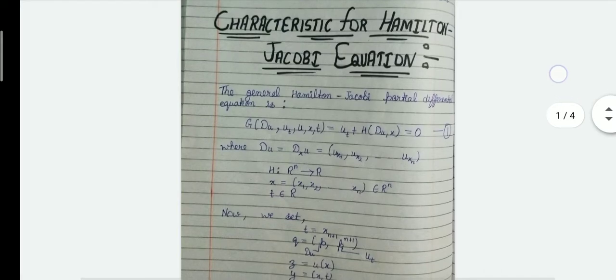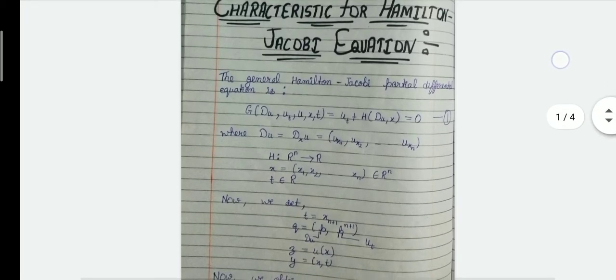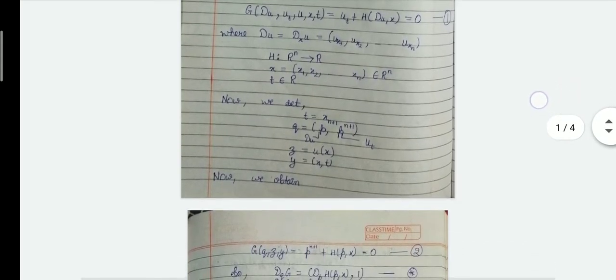Now we set some terms, that is t equals x^(n+1), and q equals p^(n+1), where p denotes Du and p^(n+1) denotes ut. Du denotes the partial derivative of u with respect to x, and ut denotes the partial derivative of u with respect to t. And we set z equals u and y equals x, t.